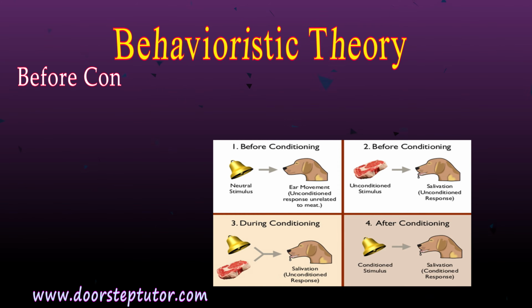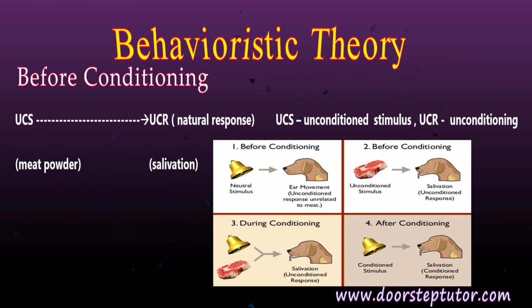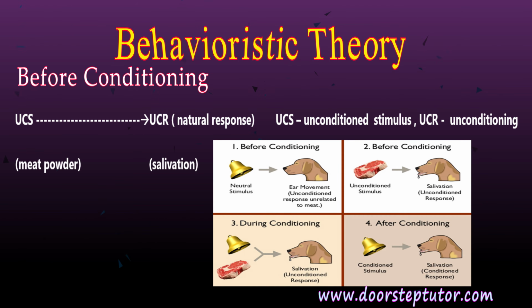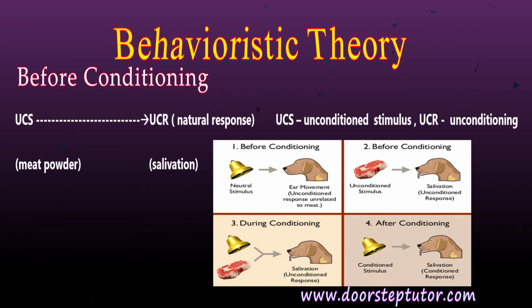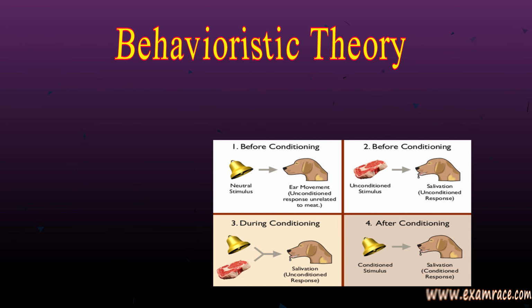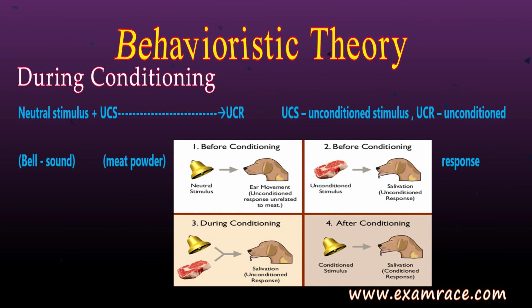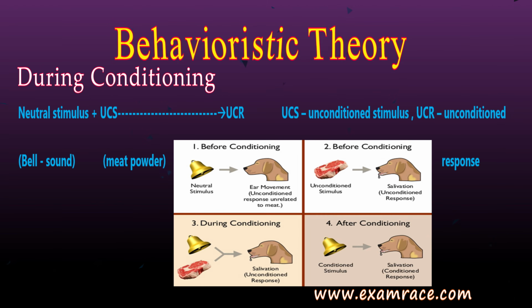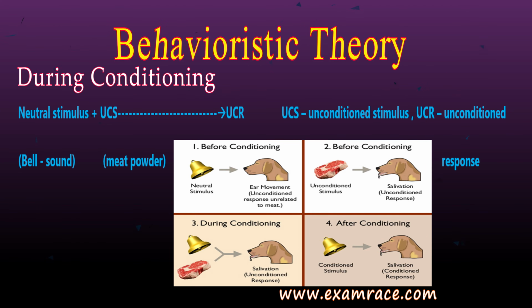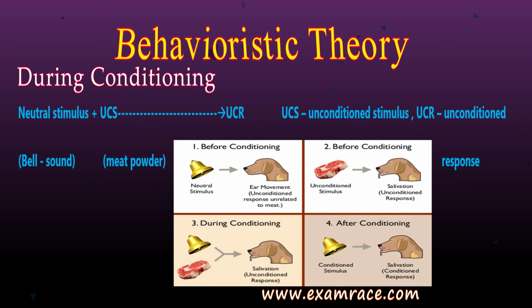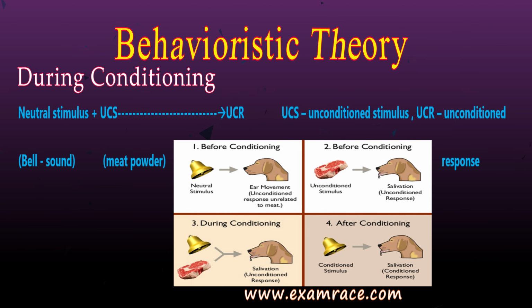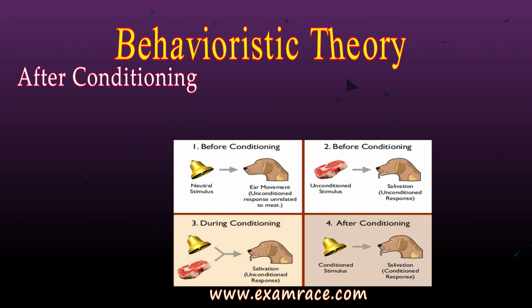What happened before conditioning? Unconditioned stimulus, that is the meat powder, gives rise to unconditioned response, that is salivation. Now, during conditioning, neutral stimulus, that is the bell sound, is kept with the unconditioned stimulus, that is the meat powder, giving rise to unconditioned response. This is repeated many times. Now, the conditioning takes place.